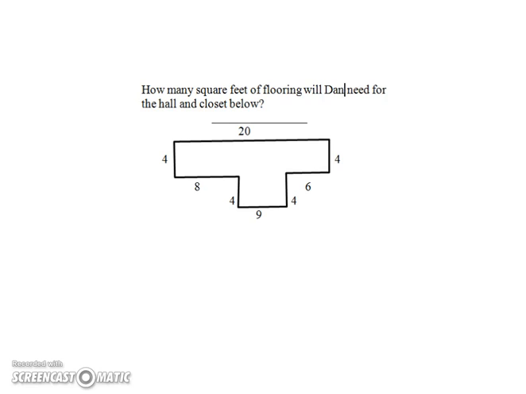How many square feet of flooring will Dan need for the hall and closet? I can only do area of shapes that I know, so I'm going to take this T shape and cut it into 2 rectangles. So now I have the rectangle that's up above, length times width, 20 times 4, base times height, what? It's 80. Base times height down here, 9 times 4 is 36. I just add the areas together, and I end up with 116 square feet.